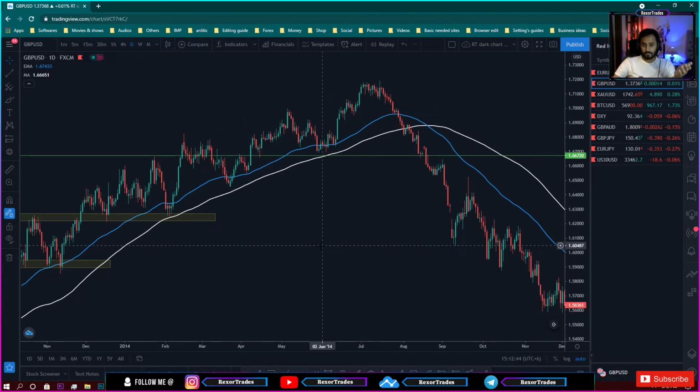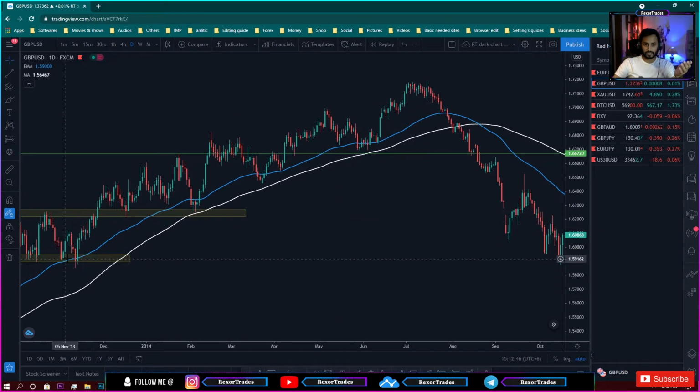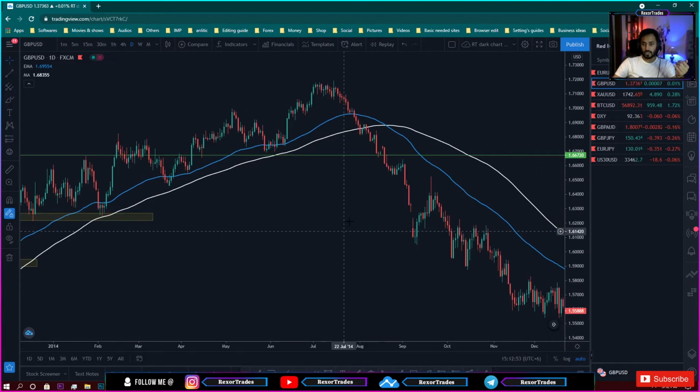The basic idea of a moving average is that it's a technical indicator showing a line like this, and if the price is above the line then the market is bullish, and if the price is below the line then the market is moving in a downtrend.